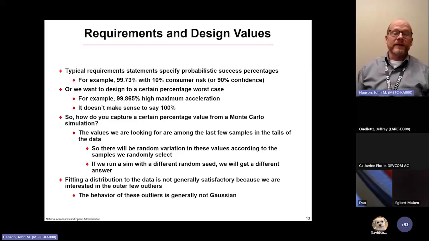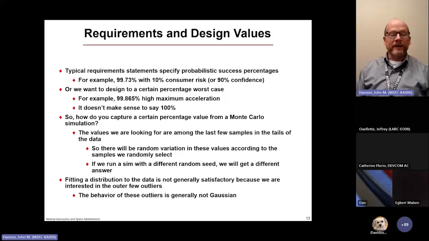You might want to design for a certain percentage worst case. For example, maximum acceleration. Maybe I want to design for the 99.865% high maximum acceleration. So how do you capture a certain percentage value from the Monte Carlo sim with a certain amount of confidence? The values that we're looking for are among the last few samples in the tails of the data. If we run a couple thousand simulations, we're going to be in the last 1 to 3 samples in the tails.